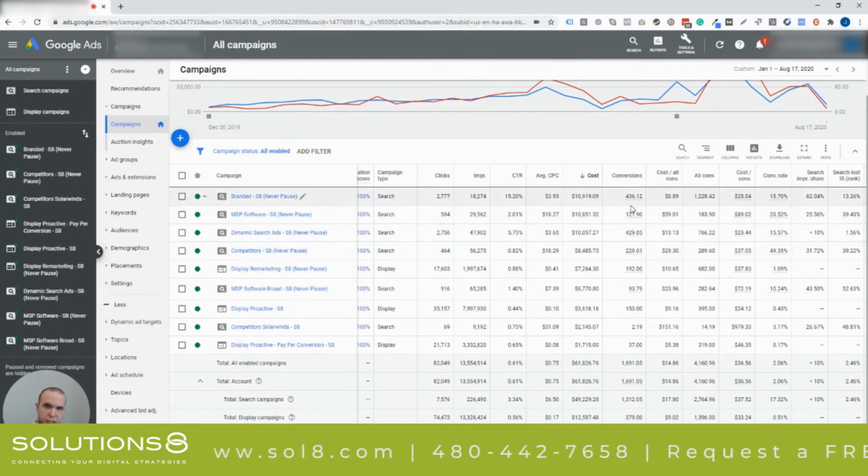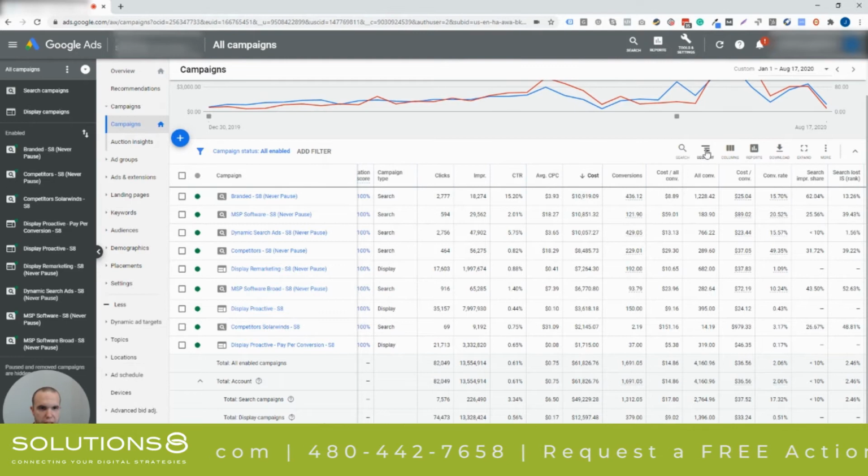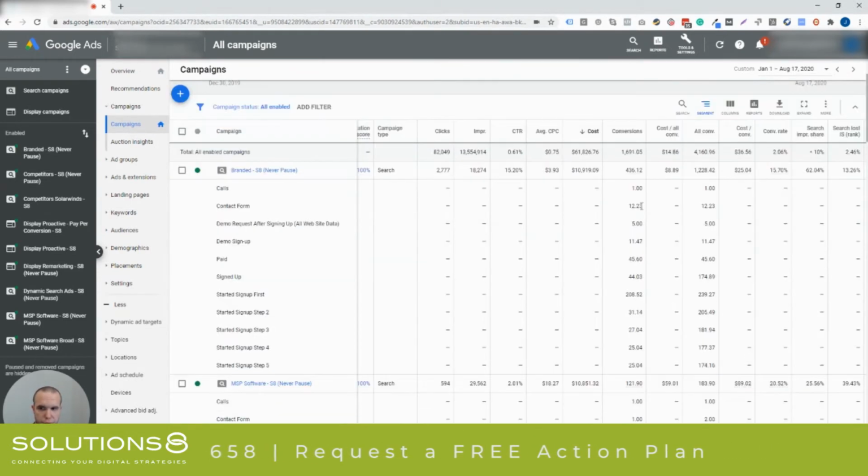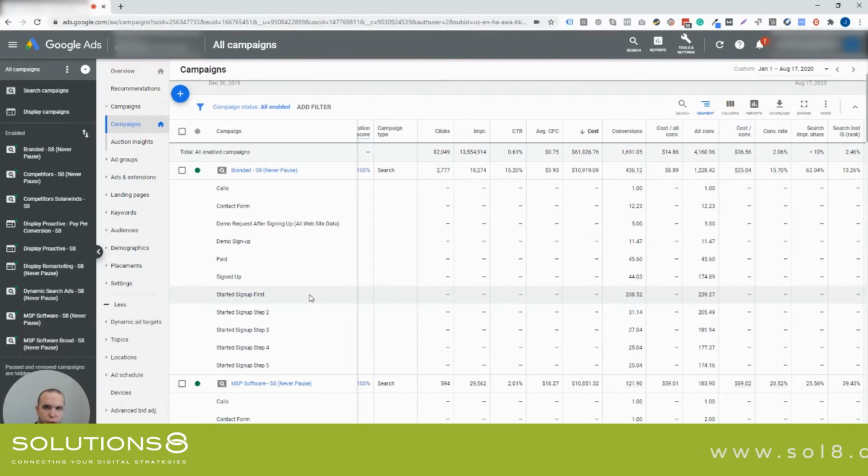This is the first tactic that I'm going to teach you. If we go into segment by conversion actions, we can see that we're tracking multiple points of conversion. We have people that have called in, people that fill out a contact form, people that request a demo after signing up, people that request a demo itself, paid users, signed up users, and start a sign up step 2 through 5. All of these are tracked individually. What this tells us is how many people started sign up versus completed the sign up versus went through the trial and then ended up paying, and what that costs us.